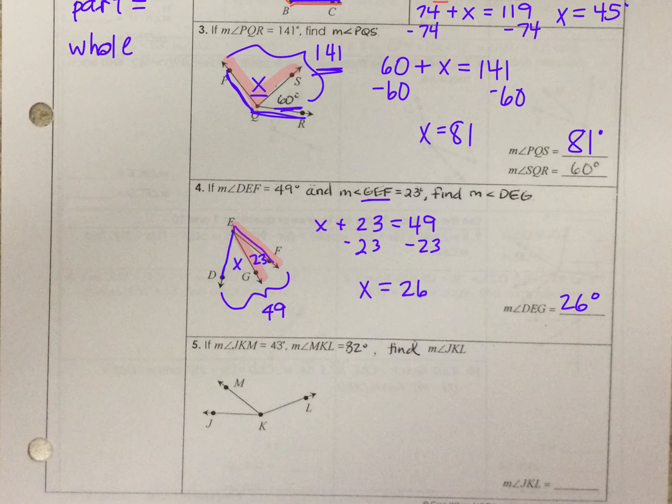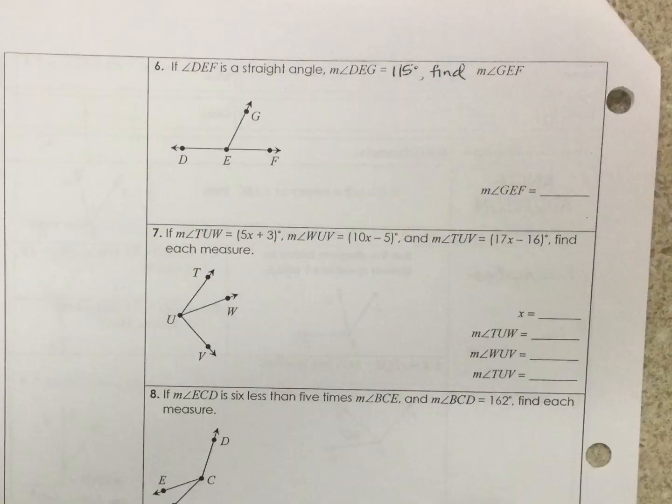All right, I want you to do number 5 on your own. You have to label them because this one's actually, you're going to know the two parts and you're going to be looking for the whole thing. When you're done, flip over to the next page. On this back side, I would also like you to do number 6 on your own. We're going to do number 7 together because it's a little bit extra.